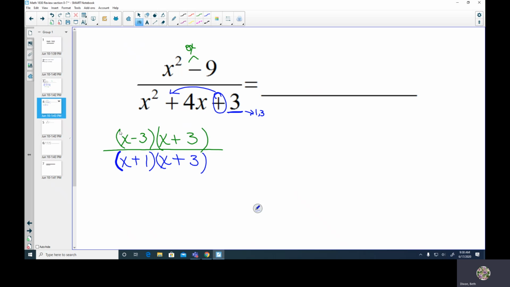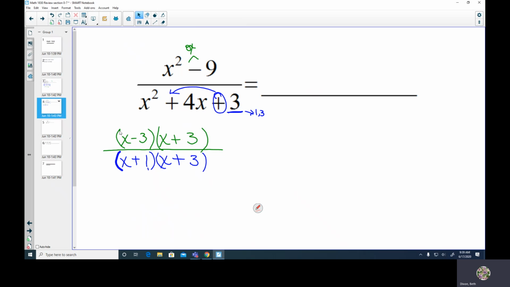I can multiply that out again to check, and to check that would be 1x plus 3x, which does give me the 4x as the middle term. X times x gives me x squared. 1 times 3 does give me 3, so I'm good. We're going to then erase all my check there so it's not in our way. So we have factored this.